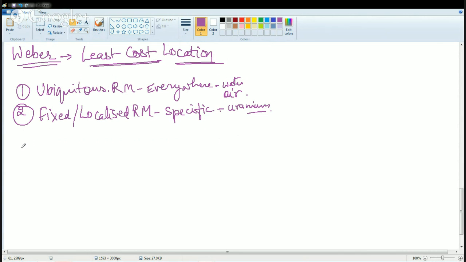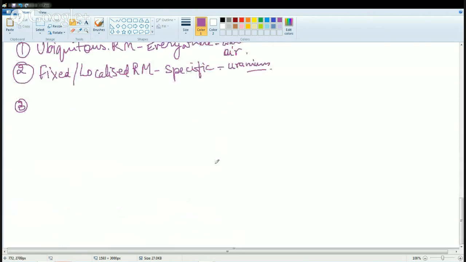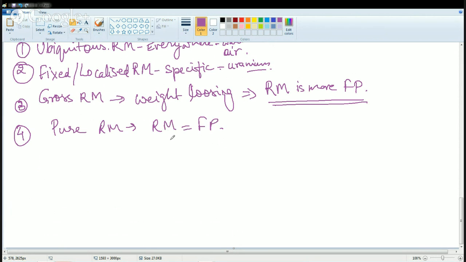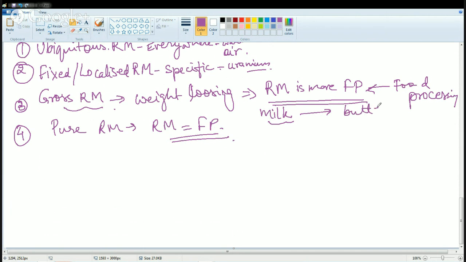Now, besides these, when we are doing manufacturing, there are two kinds of processes that we further try to understand. First is the gross raw material. Gross raw material is basically weight losing. If the weight of raw material is more than the finished product, it is a kind of gross industry. While what is a pure industry? A pure industry is basically where the weight of raw material and finished product are the same. The most common example of gross industry would be a food processing industry, where from milk I'm trying to generate butter. So milk, the raw material, is more and the finished product is less, so it's a weight losing industry.